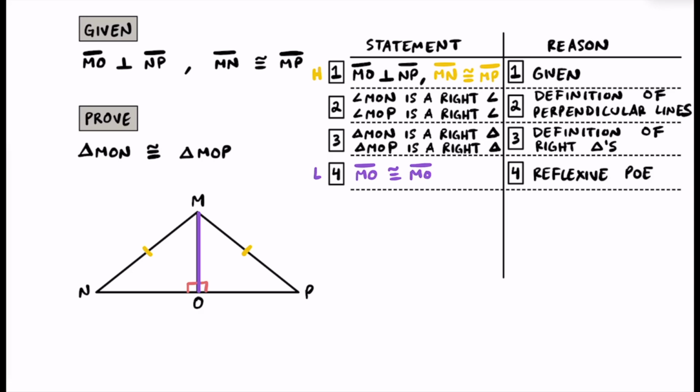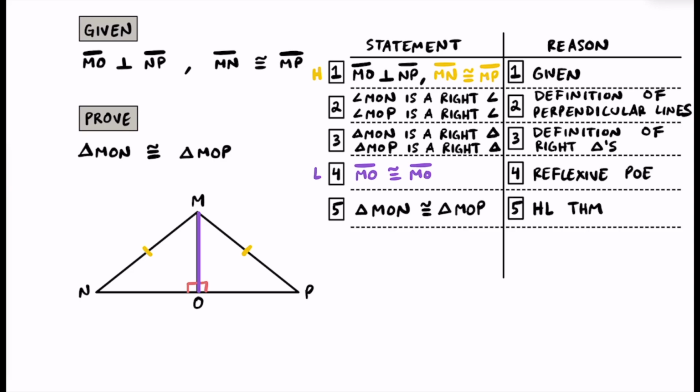So we established that we had right triangles. We also established that they have the same hypotenuse, or their hypotenuses are congruent, but also that they have corresponding legs that are also congruent. So from this, we can conclude that triangle MON is congruent to triangle MOP by the hypotenuse-leg theorem.